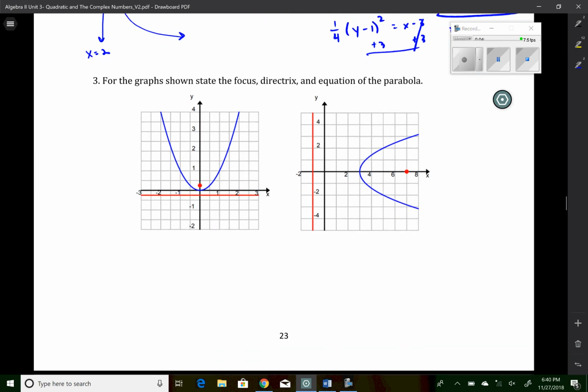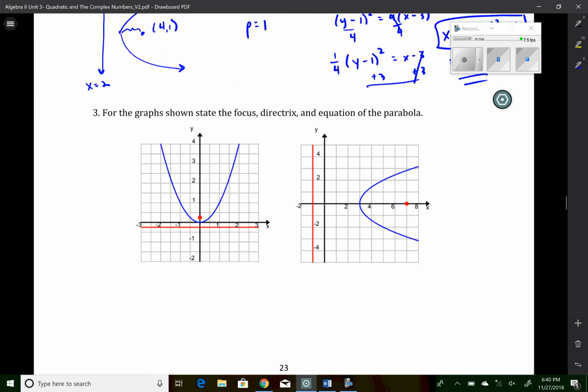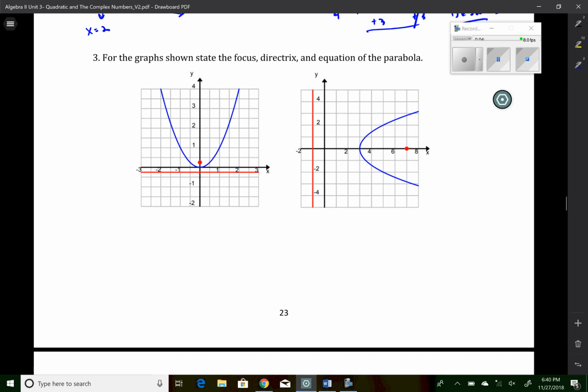Number 3 says, for each graph, state the focus, directrix, and the equation of the parabola. For the first one here, I see that the vertex is (0, 0). The focus looks to be (0, 1/2). And the directrix looks to be y equals negative 1/2. If you use 0.5, it's okay.